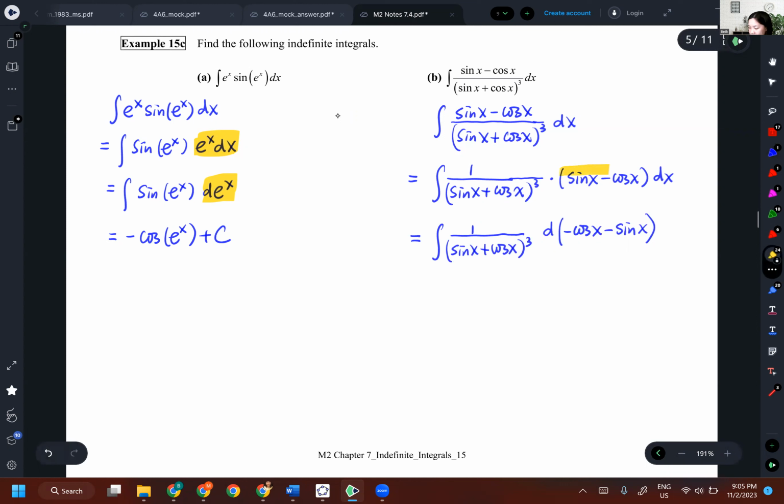Think about it. Take some time to think about this substitution, or integration, if you may. Right now, I think it's fine to call it integration. Because you're doing differentiation backwards, that's integration.